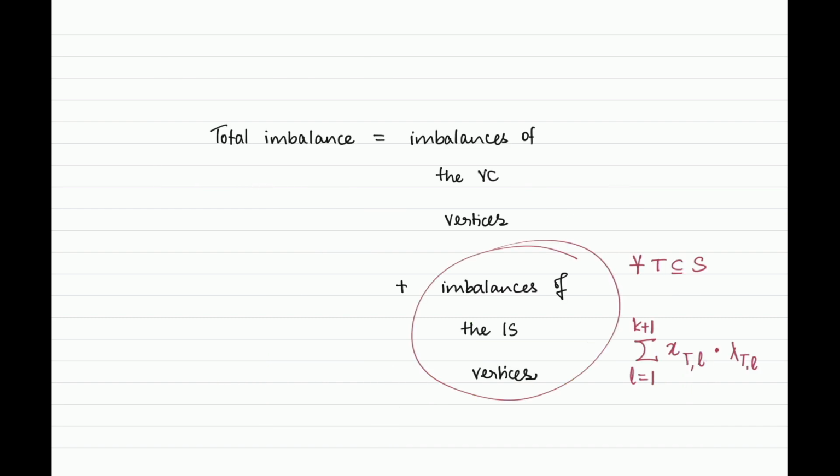Now let's turn to the imbalances of the independent set vertices. To keep track of the imbalances of the independent set vertices, it's easiest to think of how the set E sub T gets split for every T subset of S. Notice that every independent set vertex belongs to one of these E sub T's. So once you've understood this, you've basically understood the imbalance contribution from all the independent set vertices.